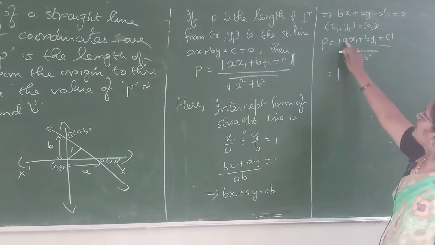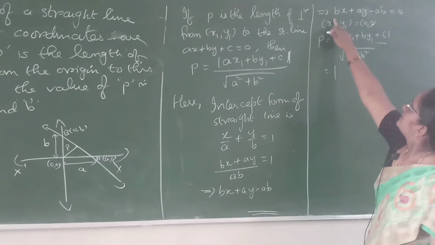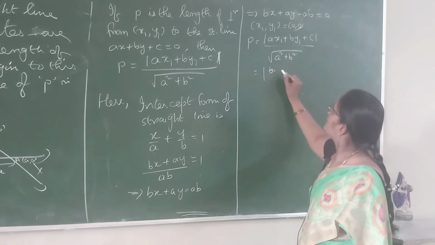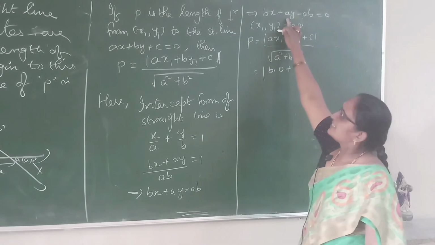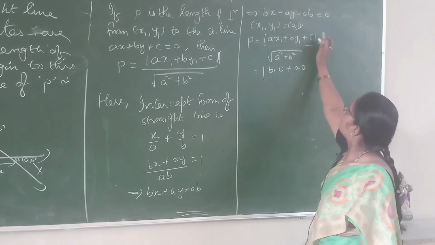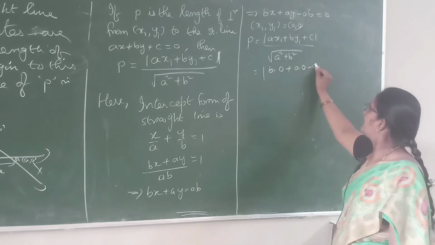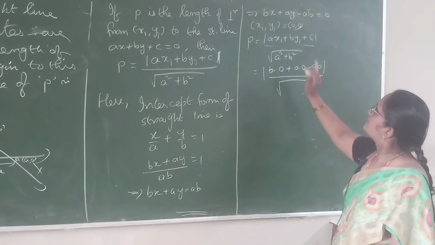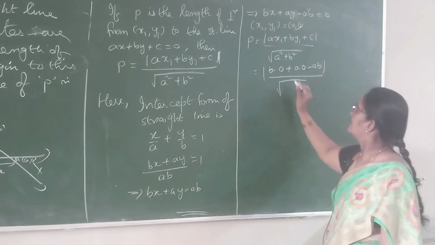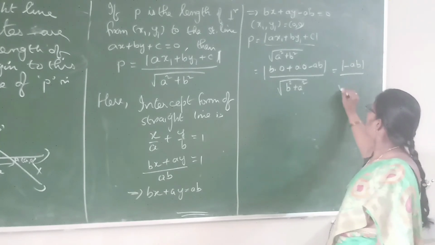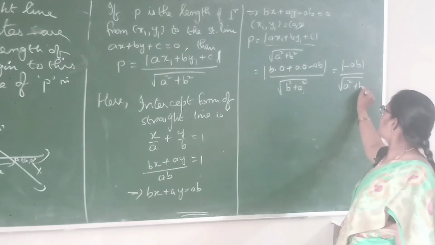So in this form, what is in the place of a here? A is equal to b here. So b into x1, 0. What is b here? b equal to a. So a into 0. What is c here? Minus ab, that is minus ab by root of a square plus b square. In place of a, what is there? b. So you can write this as b square plus a square. So what answer are we getting here? Modulus of minus ab by root of a square plus b square.